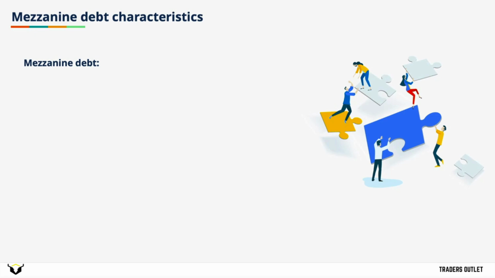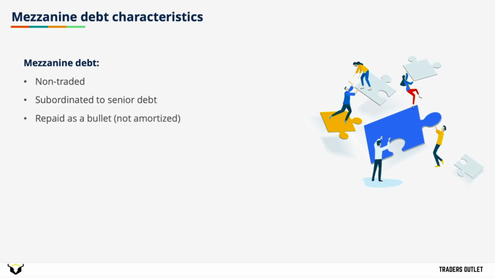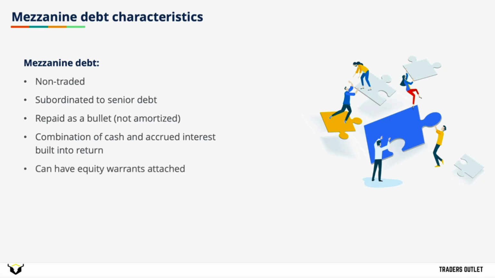Mezzanine debt is non-traded, unlike a bond, which is traded, and it's subordinated to the senior debt of a company. It's typically repaid as a bullet, which means it's not amortized. That means all of the principal is repaid at the end. It typically has a combination of cash and accrued interest built into its return, meaning part of the interest is paid out with actual cash, and part of it is accrued and not paid out until the end with the bullet payment. It can also have equity warrants attached, which means it's convertible into some equity upside, so it gets an additional rate of return. That means there's also dilution for the company if it's converted into stock.